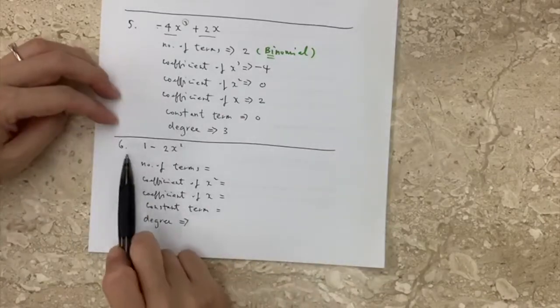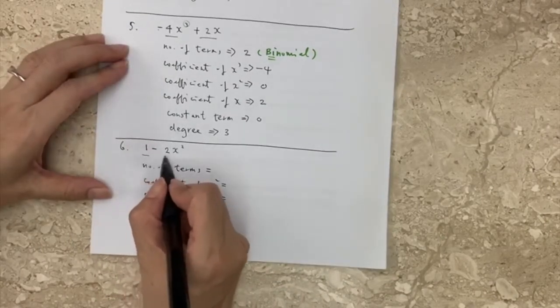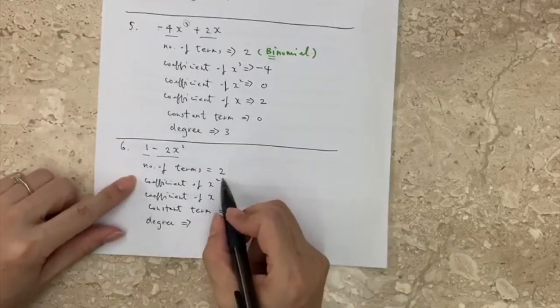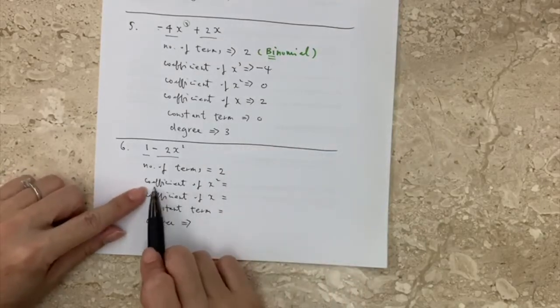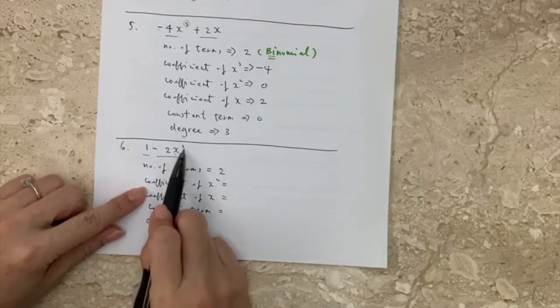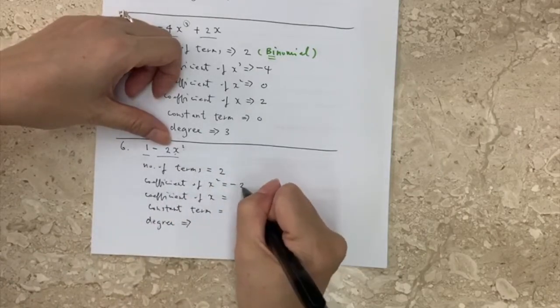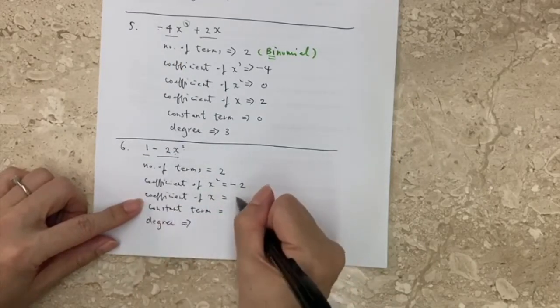Okay, how about number 6? So we have 1 minus 2x squared. So how many terms? 1 and 2. So we have 2 terms. Again, this is also a binomial, meaning 2 terms. What is the coefficient of x squared? We have x squared here, and it should be minus 2. And the coefficient of x, we don't have that, so that is 0.